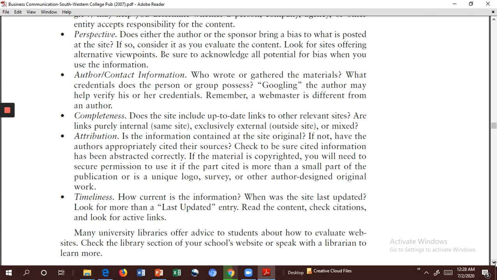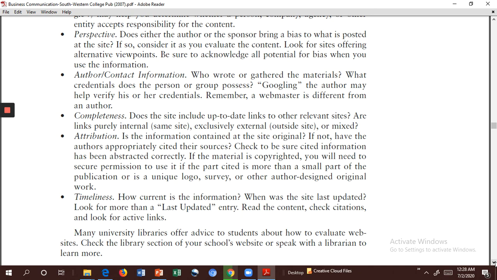Completeness: does the site include up to date links to other relevant sites? This is also important, because if they have taken information from some other sites, you need to see whether they have provided the links or not. If they haven't provided the links, then that means something is shaky.